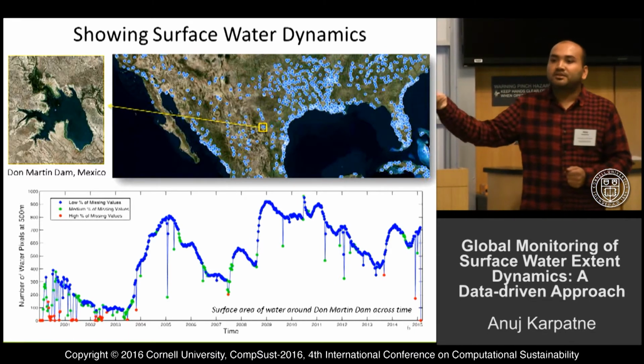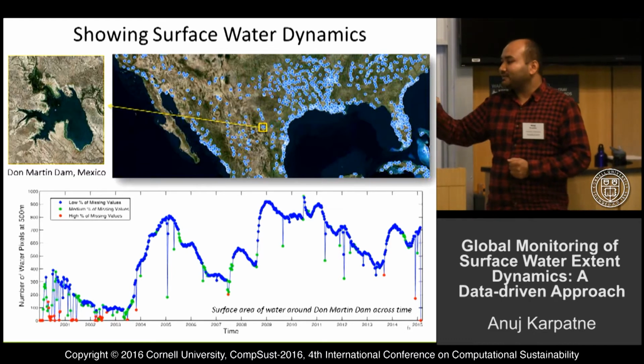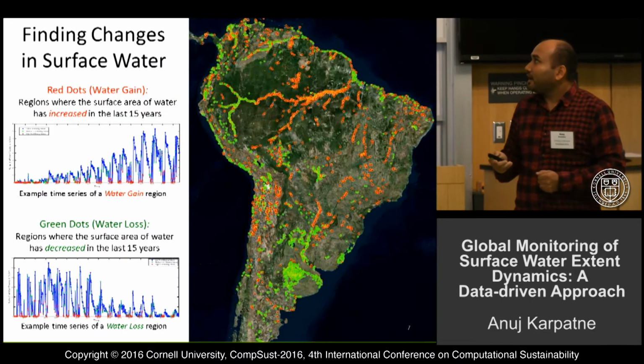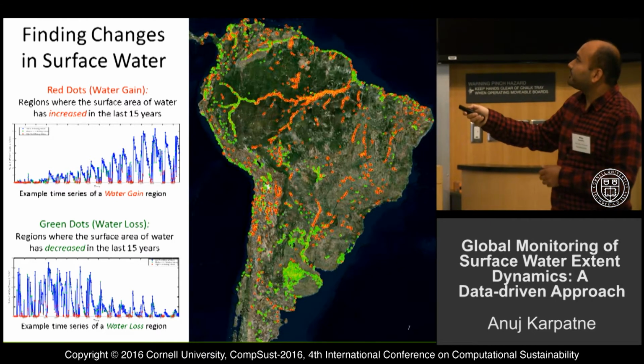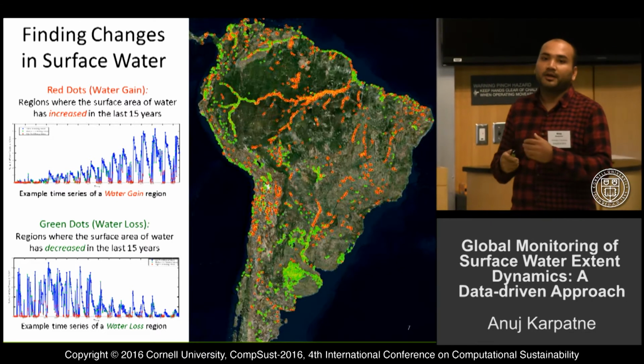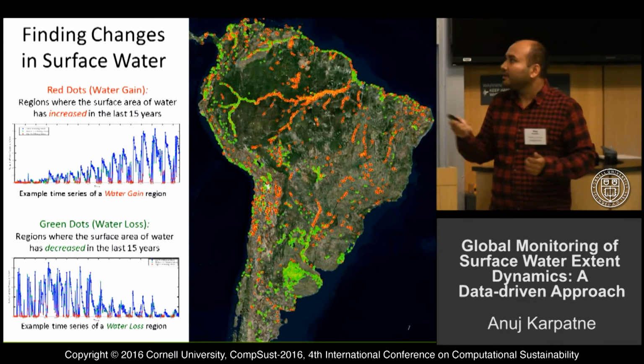Having constructed such time series for all water bodies, we can start to identify a variety of changes happening in surface water. So in this map, we have colored all the water bodies according to the type of change that it shows.